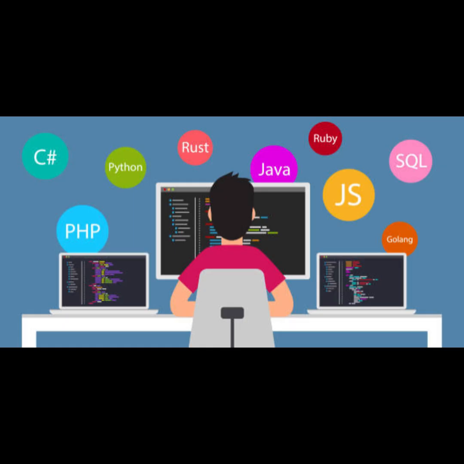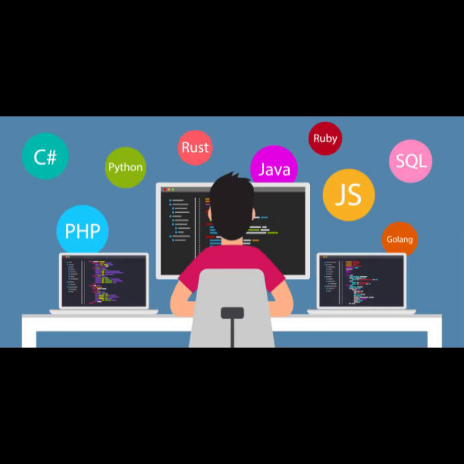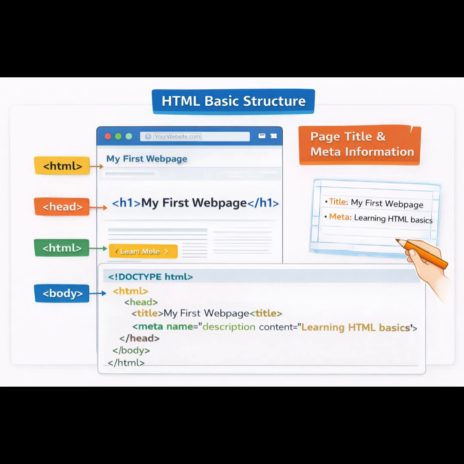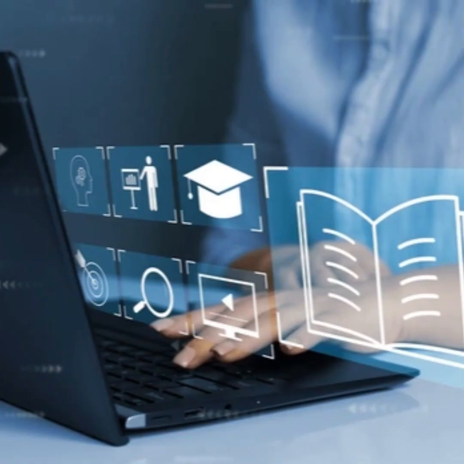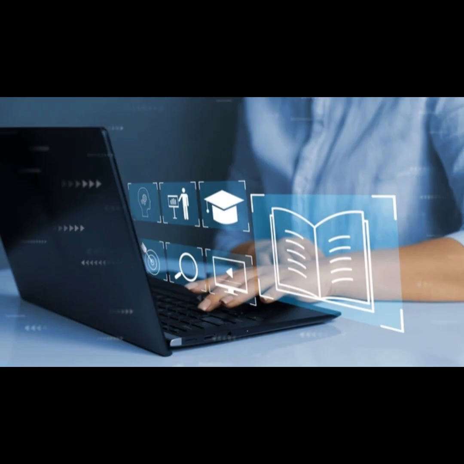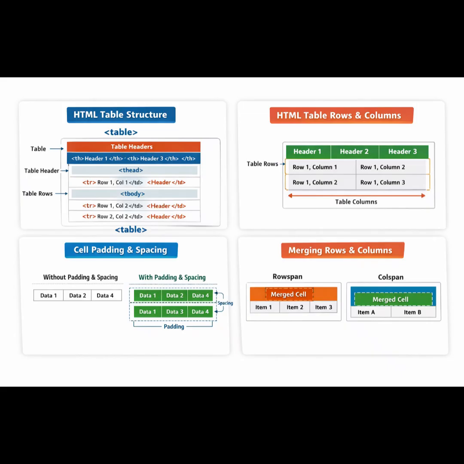HTML links and images. Anchor tag, internal and external links, image tag, image paths relative and absolute, alt attribute importance, helps connect pages and add visuals. HTML lists, ordered lists, unordered lists, description lists, nested lists, used in menus and navigation bars. HTML tables, table structure, rows, columns, headers, cell padding and spacing, merging rows and columns, used for displaying data clearly.